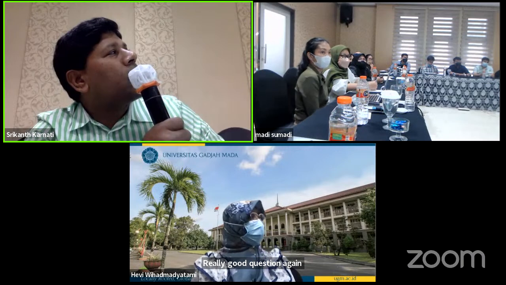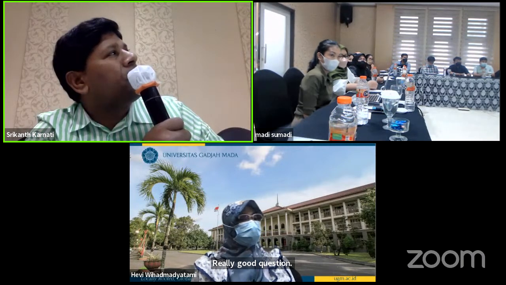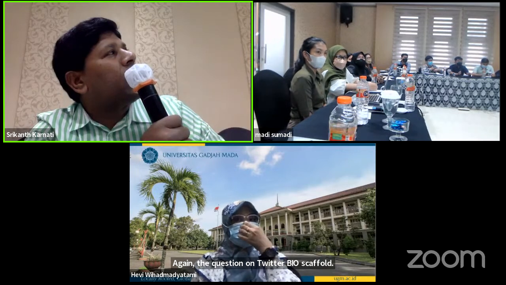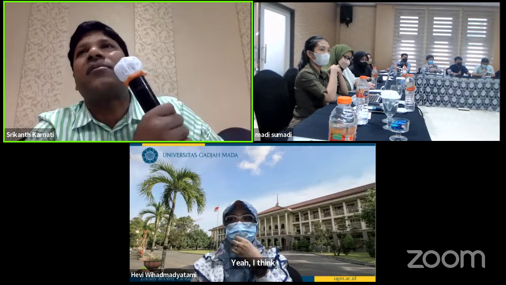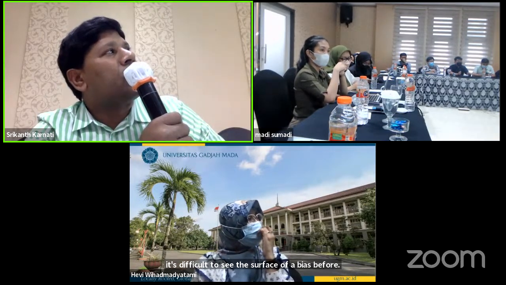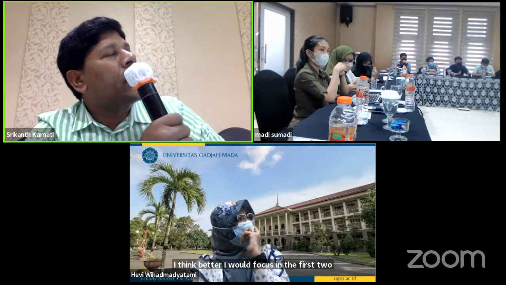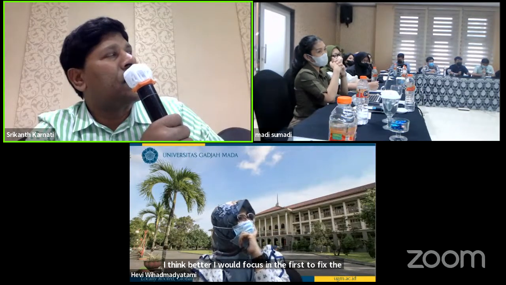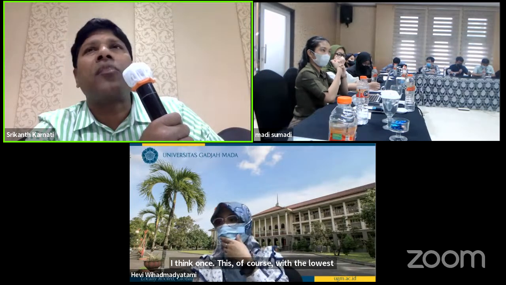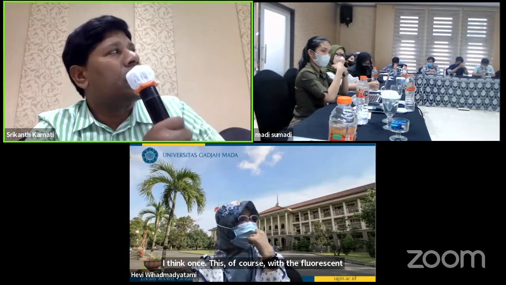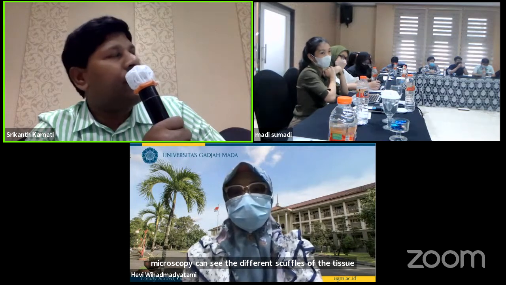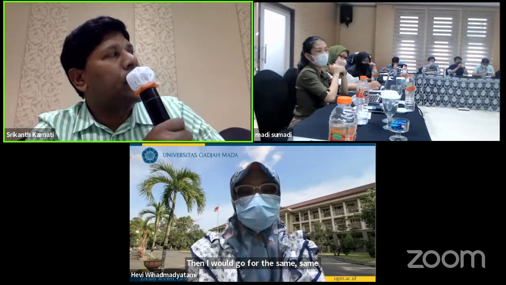Again, the question comes for the bioscaffold. I think it's difficult to see the surface of a bioscaffold. I would first fix the material and check under the fluorescence microscope. Once this works with the fluorescence microscope, we can see the different scaffolds of the tissue. Then I would go for the SEM. SEM would not damage the tissue.